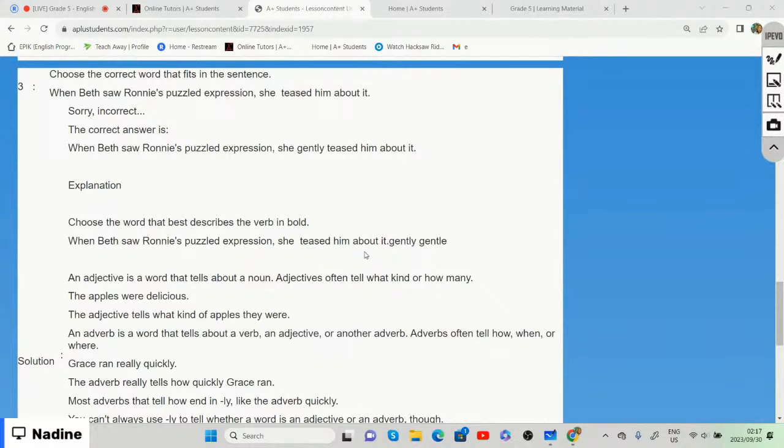So basically, we need to look for the adverb between those two words, gently and gentle. All right, so we will say she gently teased him about it. So gently is the adverb and gentle is the adjective.